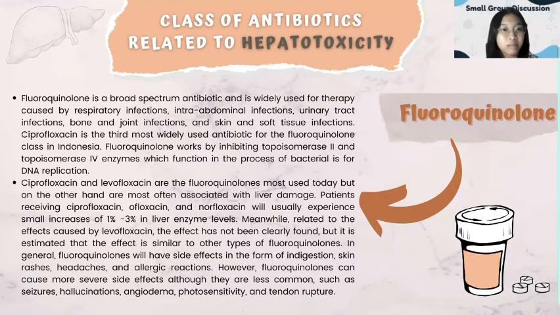Ciprofloxacin is the third most widely used antibiotic of the fluoroquinolone class in Indonesia. Fluoroquinolone works by inhibiting topoisomerase 2 and 4 enzymes, which function in bacterial DNA replication. Ciprofloxacin and levofloxacin are the fluoroquinolones most used today, but are also most often associated with liver damage. Patients receiving ciprofloxacin, ofloxacin, and norfloxacin will usually experience a small increase of 1 to 3% in liver enzyme levels.